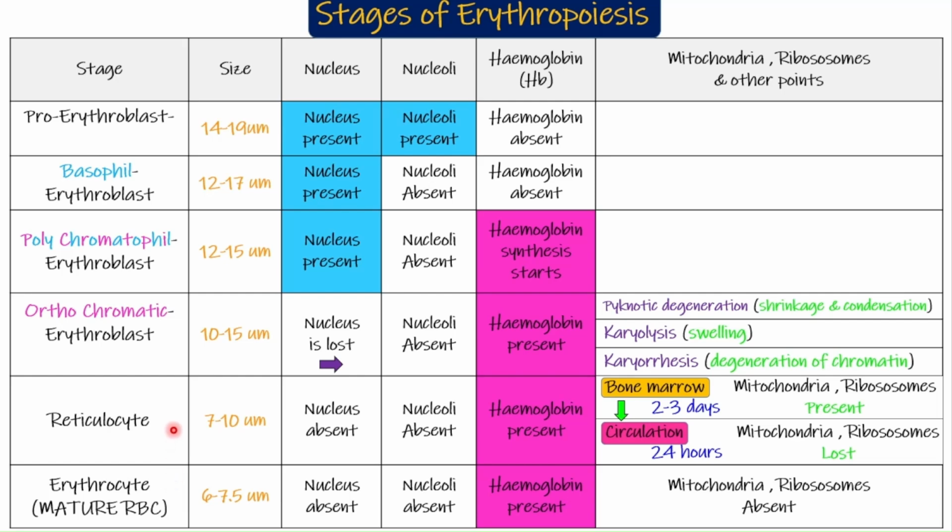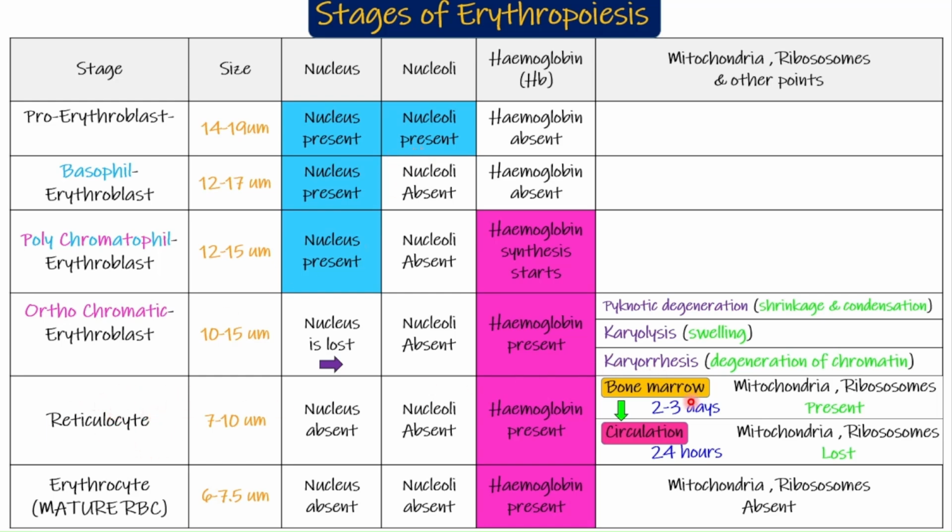So reticulocytes are present in the bone marrow, they stay there for 2 to 3 days, and then they move to the circulation where they stay for 24 hours in the reticulocyte form, and then they are converted into the mature erythrocytes. Now, what exactly is happening in the reticulocyte stage?